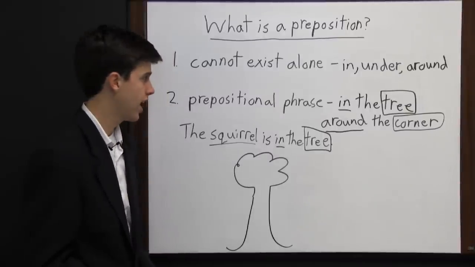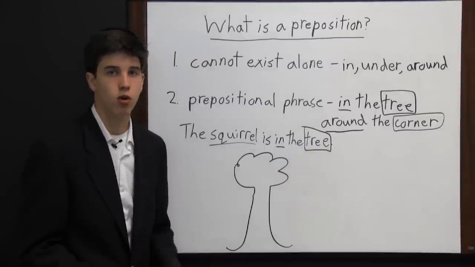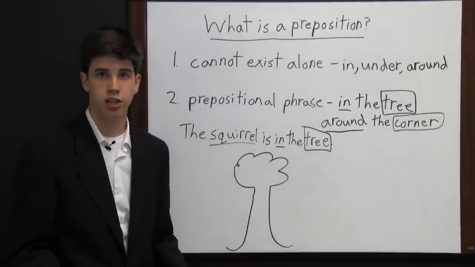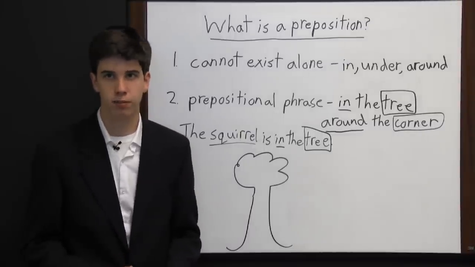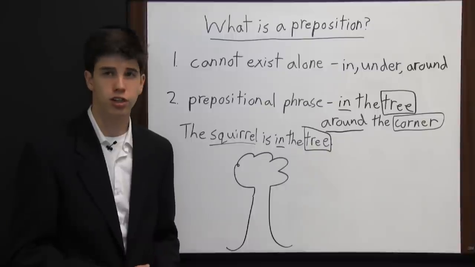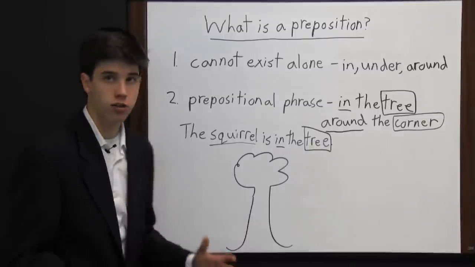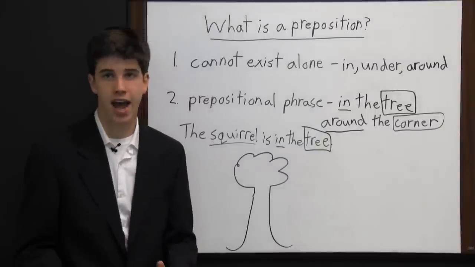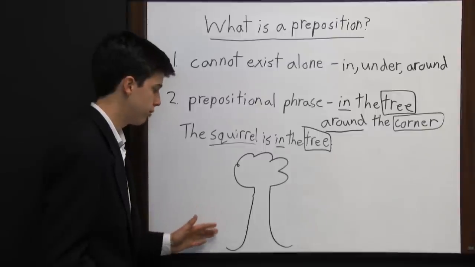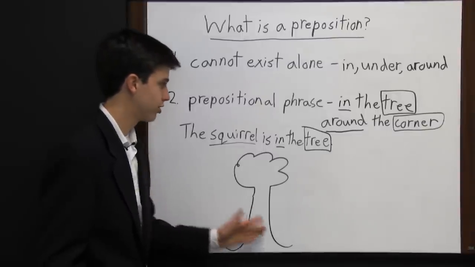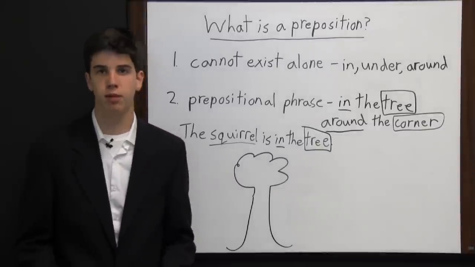Because a squirrel could be under a tree, when under is a preposition. It could be in a tree or around a tree or upon a tree or behind a tree, beside a tree, next to a tree, beneath a tree, over a tree, toward a tree, past a tree, or by a tree. So all those words I listed, by, past, toward, those are all prepositions. And so by remembering a squirrel and its relationship to a tree, it may seem kind of silly, but that can help you remember many of the prepositions.